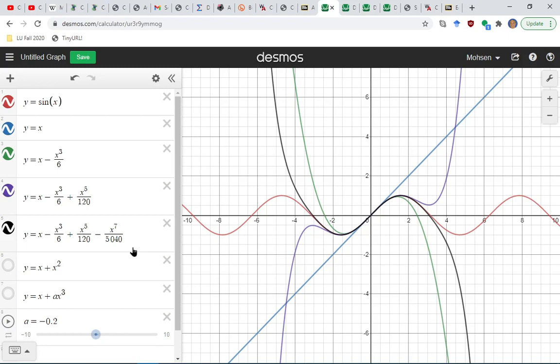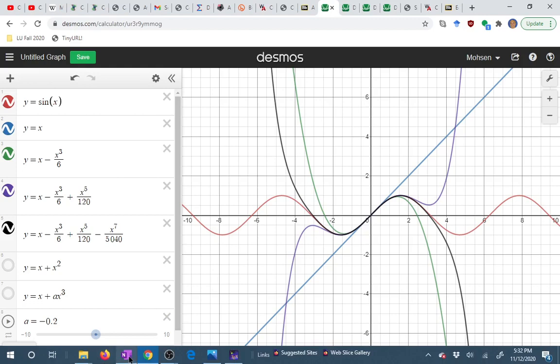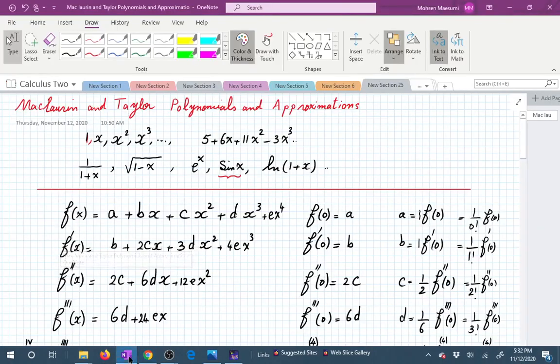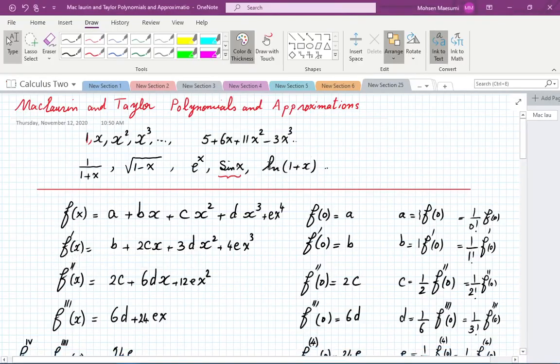So let's go ahead and do an example of this. I'm going to look at a problem we did last in the previous lecture. We talked about the Maclaurin expansion for the logarithm of 1 plus x. Let's go ahead and practice a problem related to that.